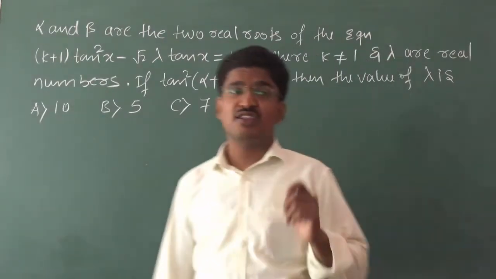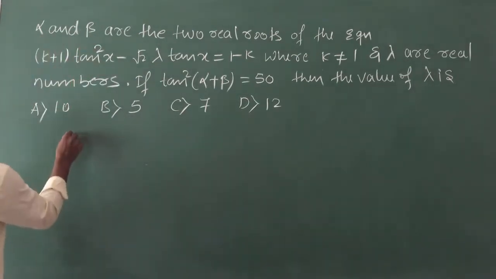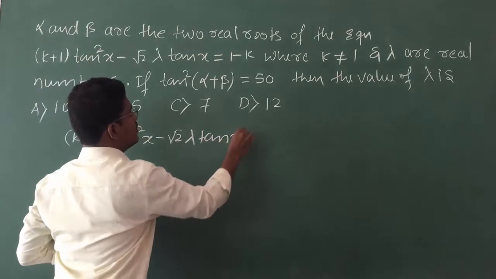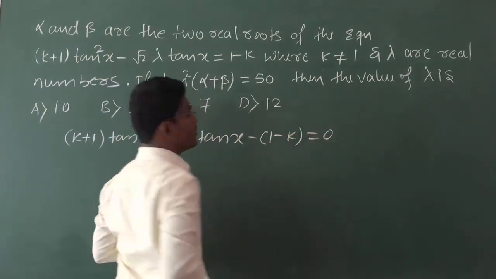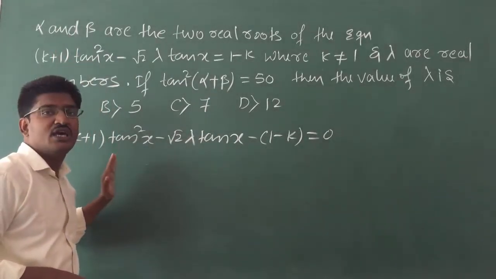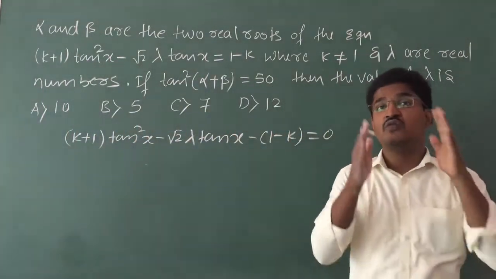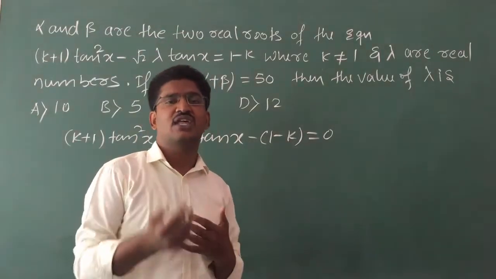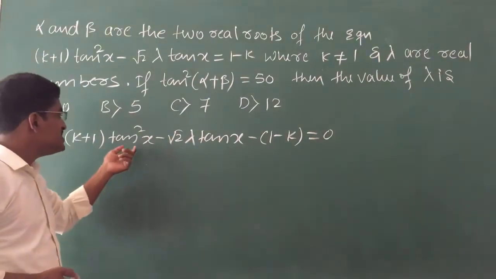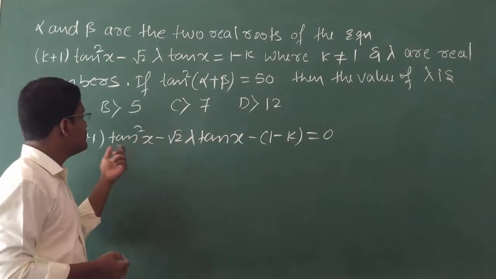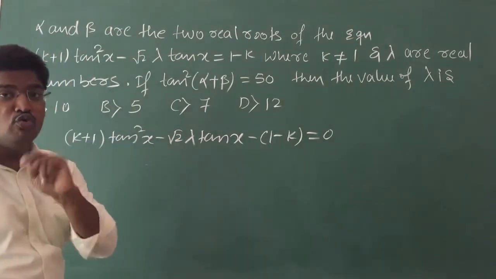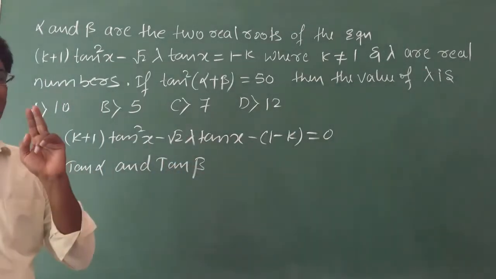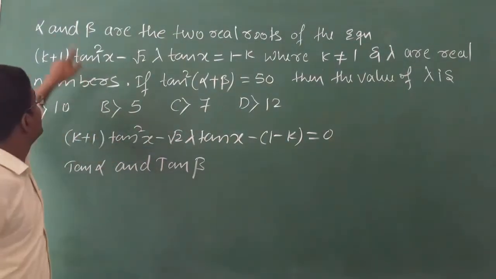Here alpha and beta are the two real roots of k plus 1 tan square x minus root 2 lambda tan x minus of 1 minus k equal to 0. So alpha and beta are the two roots of this algebraic equation. In this algebraic equation you must understand what the variable is. Whenever they say algebraic equation, everyone remembers ax square plus bx plus c equal to 0, that means the variable is x. But when you see this equation, the variables are tan x, tan square x, so the variable is tan x. Alpha and beta are the two roots, means here tan alpha and tan beta will be the roots of this algebraic equation.